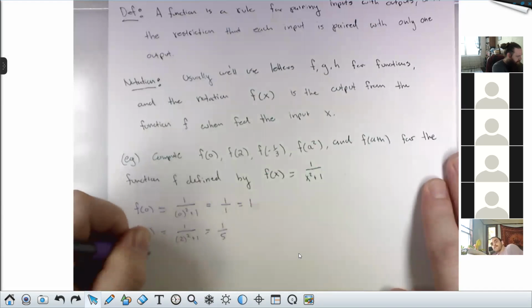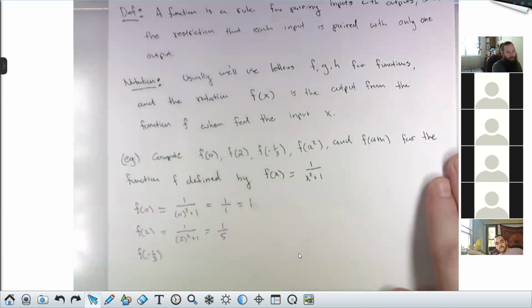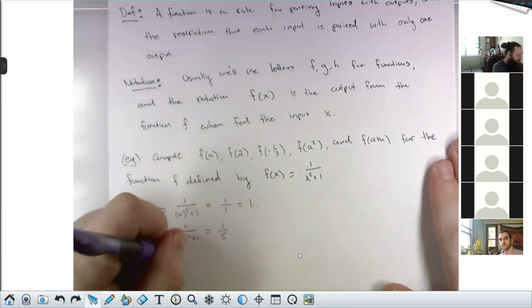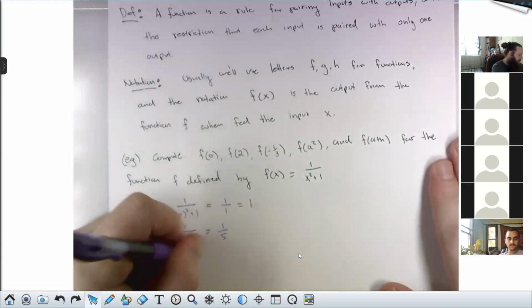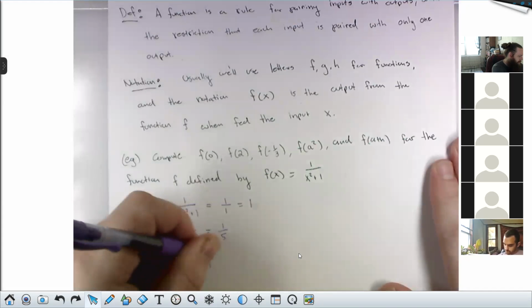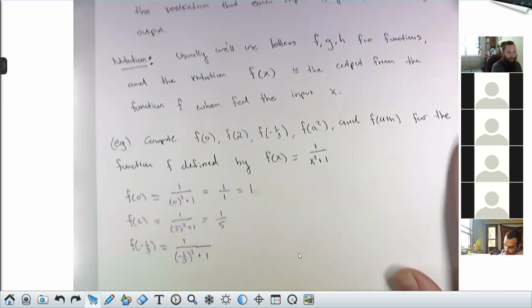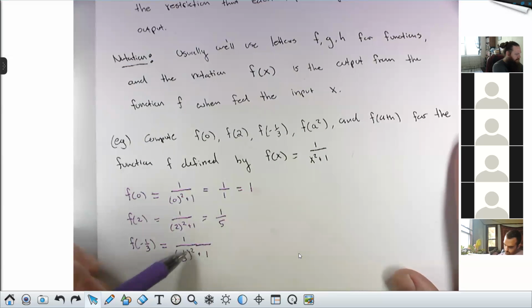F of -1/3, this is a place we're going to have to grapple a little bit with some fractions. That's not too bad. This is 1 over (-1/3) squared plus 1, like this.